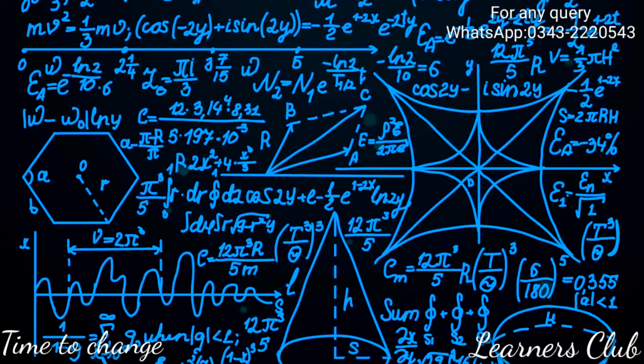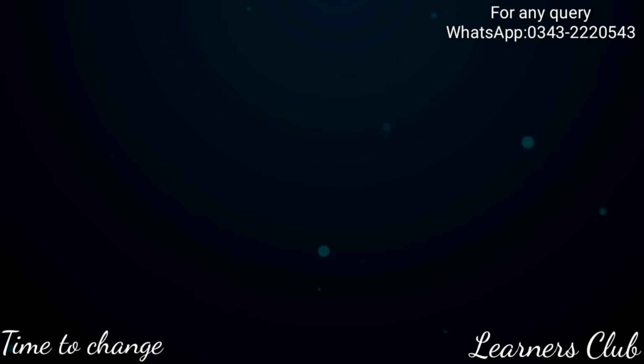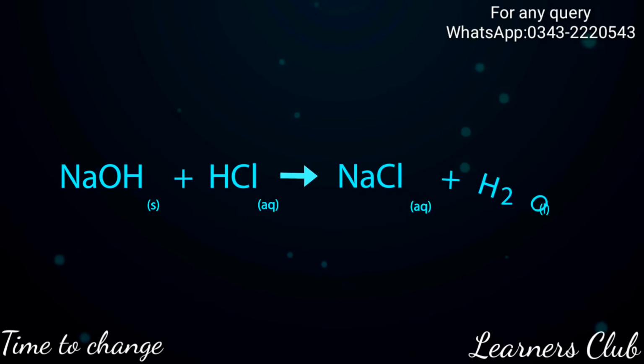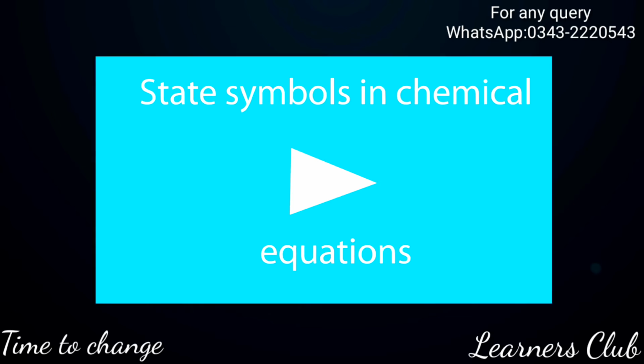It shows more detail and allows us to see how many atoms and molecules are involved in each reaction. So if we look at the neutralisation equation again, the symbol equation is written NaOH plus HCl as the reactants, then an arrow to indicate the irreversible reaction, which gives NaCl plus H2O as the products. The little letters in brackets are state symbols. They show the state of matter of each product and reactant, and this is covered in more detail in our lesson, State Symbols in Chemical Equations.